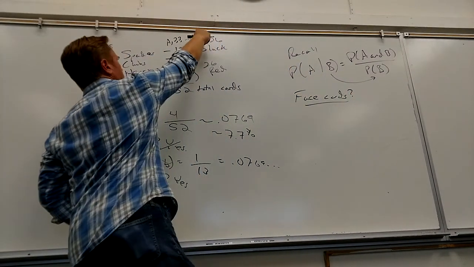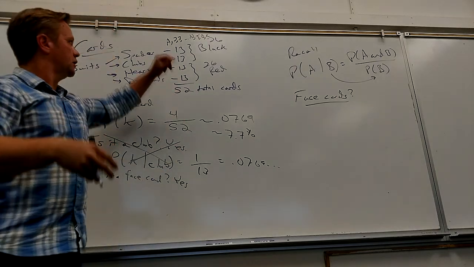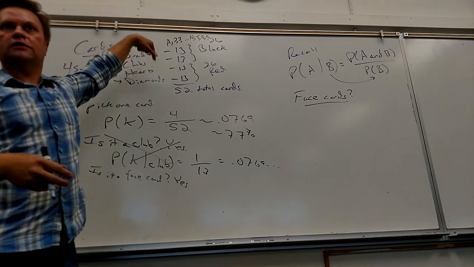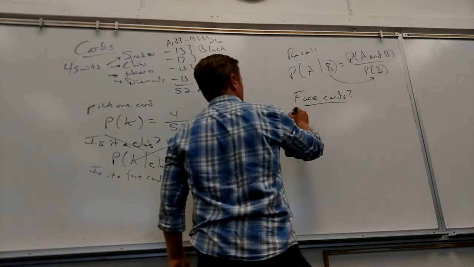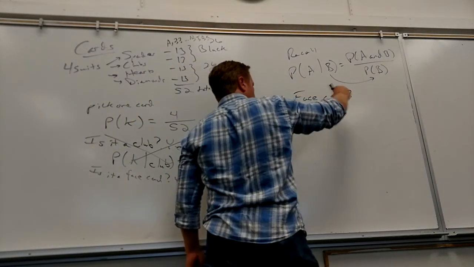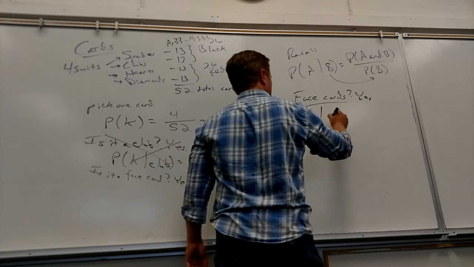Yeah, there's 3: Jack, Queen, King. They have faces looking at you. And for each, so 3 times 4, you got 12 face cards. So what's the probability it's a king given that it's a face card?